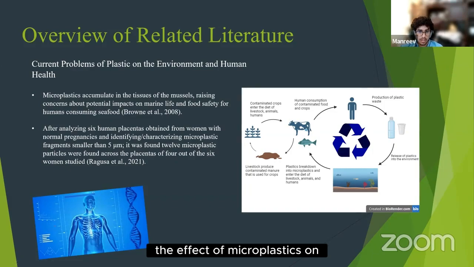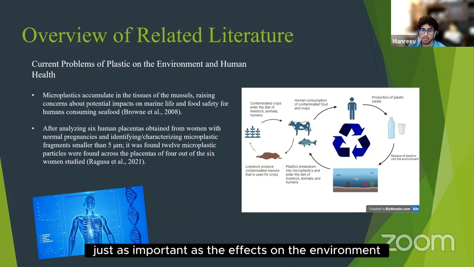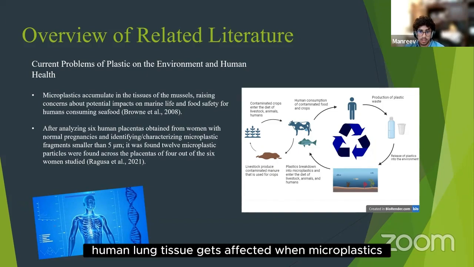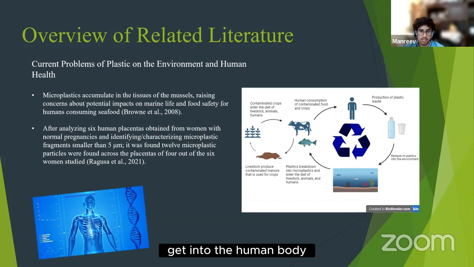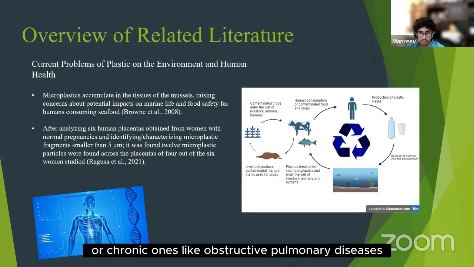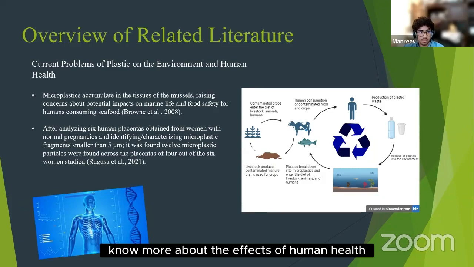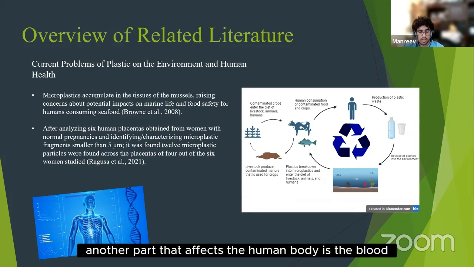The effect of microplastics on human health is just as important as the effects on the environment. According to different studies, a lot of human lung tissue gets affected when microplastics get into the human body. As a result, this can contribute to respiratory conditions such as chronic inflammation, fibrosis, or even smaller conditions like asthma or chronic ones like obstructive pulmonary diseases. It's important to know more about the effects on human health to help determine what is needed to actually solve it.